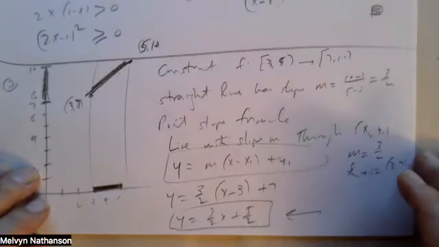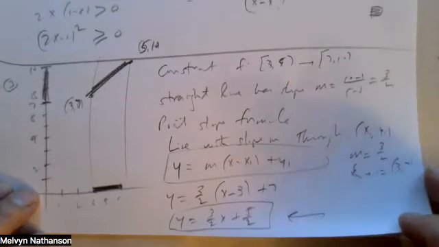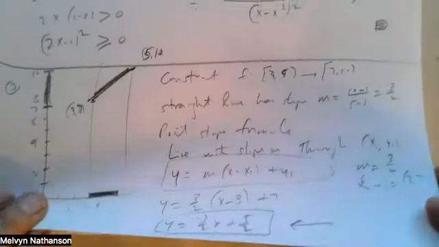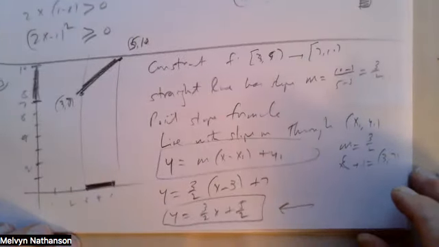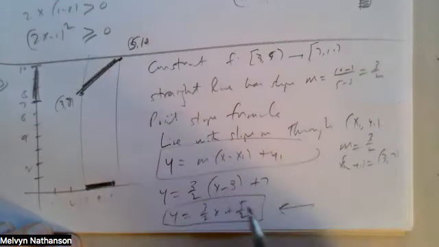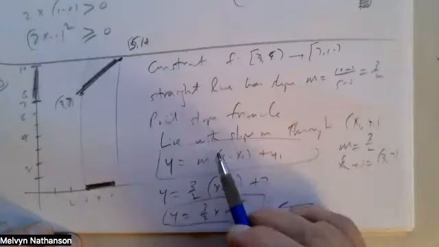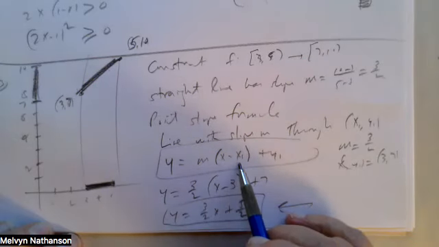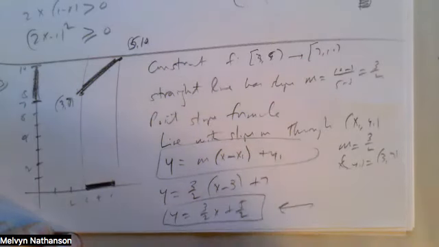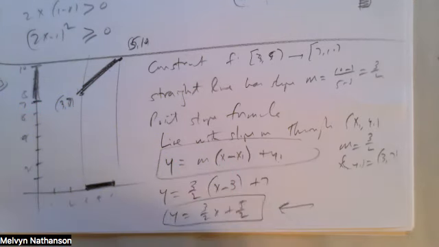Any questions about that? Yeah, the point slope formula, you have y equals m times (x minus x1) plus y1. This is the point slope formula.